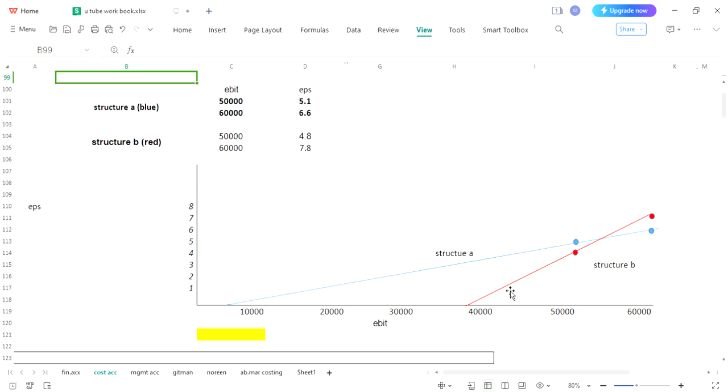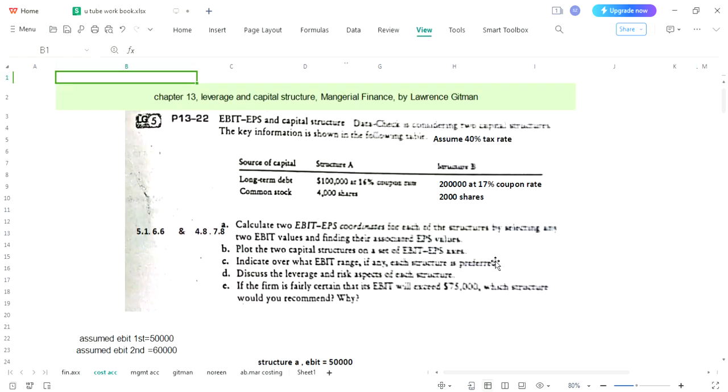At 40,000 point you have EPS of red structure far less as compared to EPS of structure A. At this stage structure A is having EPS equal to 4, and same for 40,000 your EPS is 1. So what we will say, structure A is better for this organization because EPS is handsome or fruitful. This is your discussion for point C. Discuss the leverage risks aspects of each structure.